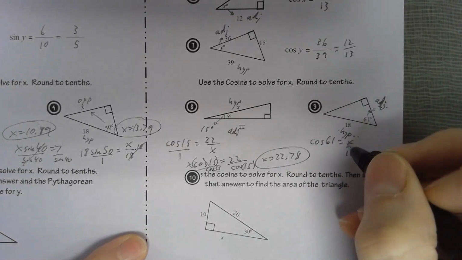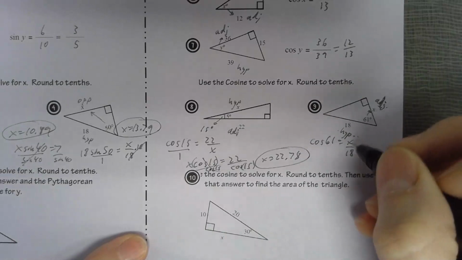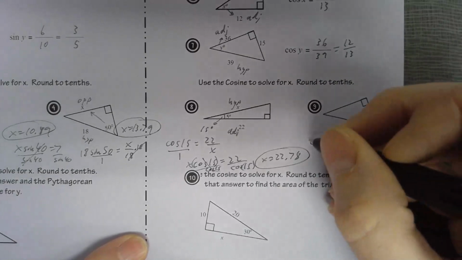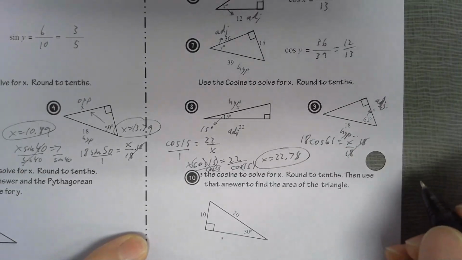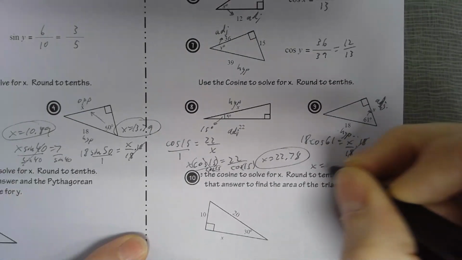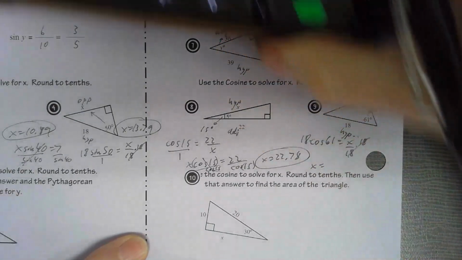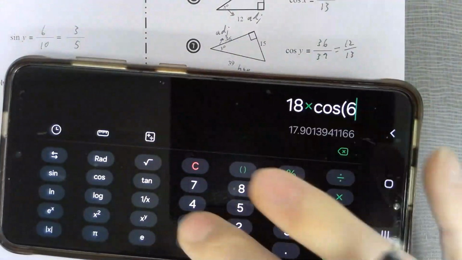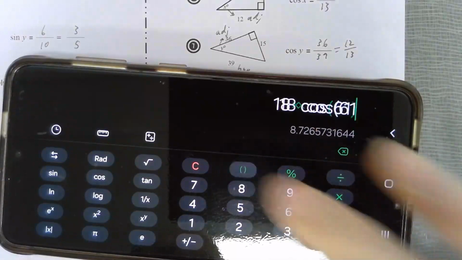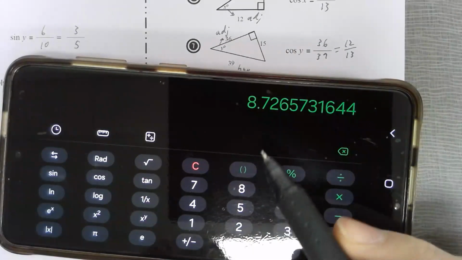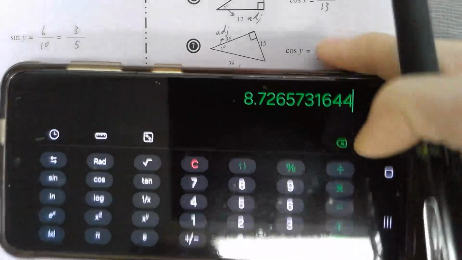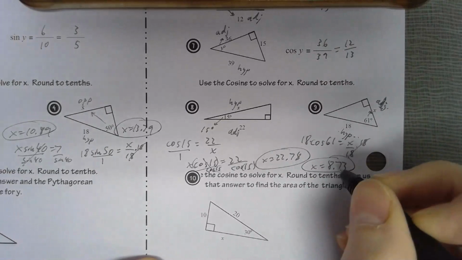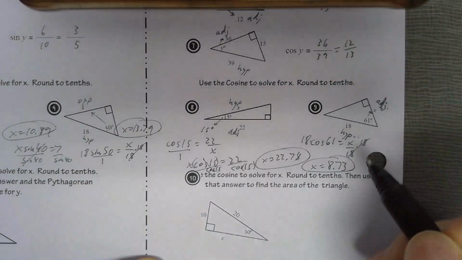And then we can either put this over 1, or we can notice that 1 times x is just going to be x. So I can just multiply by 18 on both sides to get x by itself. And so x is going to be equal to 18 times the cosine of 61. So let's type that in. 18 times the cosine of 61. Close our parentheses and hit enter. We get 8.73 about. So 8.73. And if we check our answer, we can take 8.73 divided by 18.